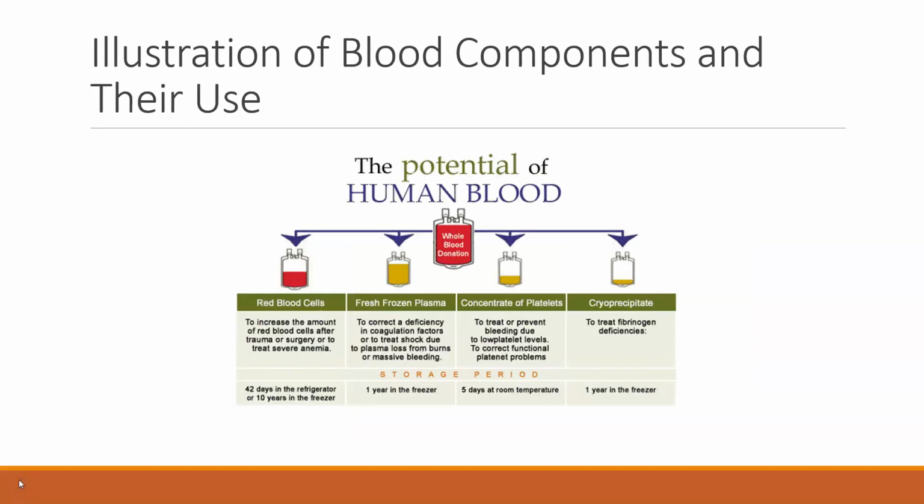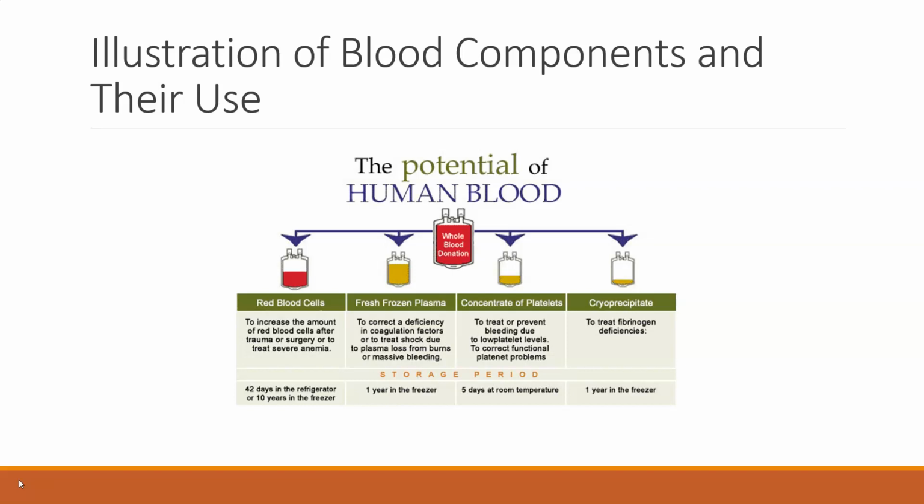And this last slide illustrates blood components and their use. On the very far left, we have the red cells, and this is used to increase the amount of red cells either after a trauma, surgery, or treating severe anemia. These red cells are good for 42 days in the refrigerator and 10 years if we freeze them. And we only freeze very, very rare blood types.